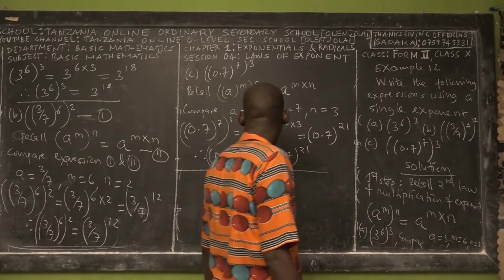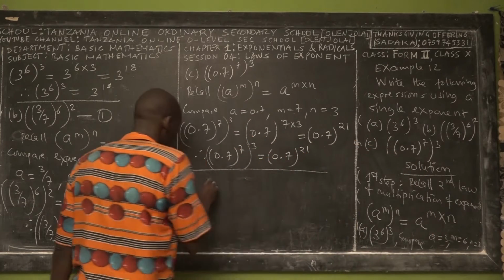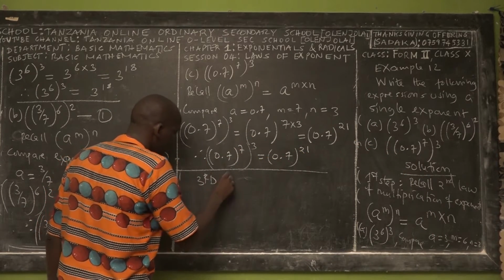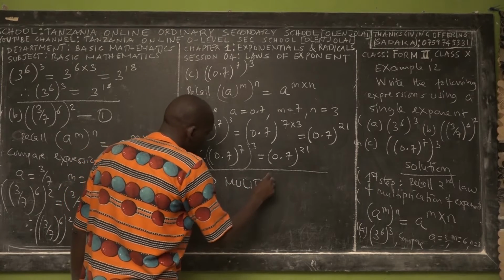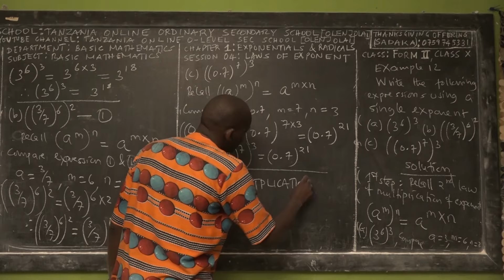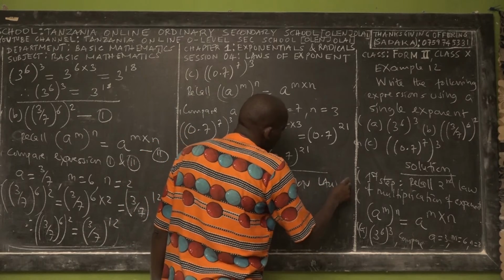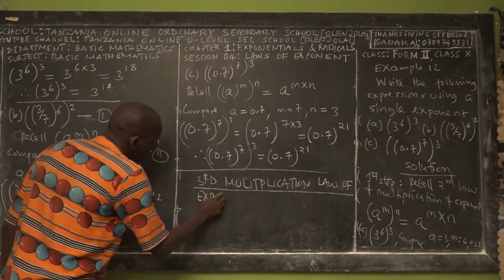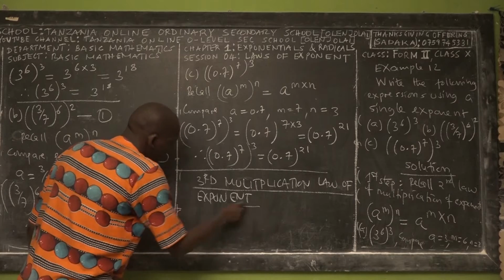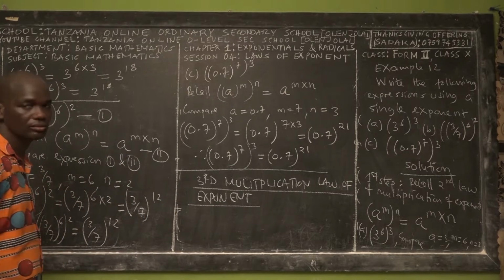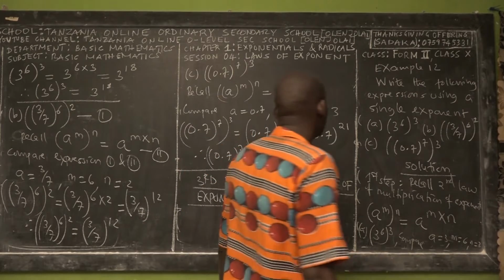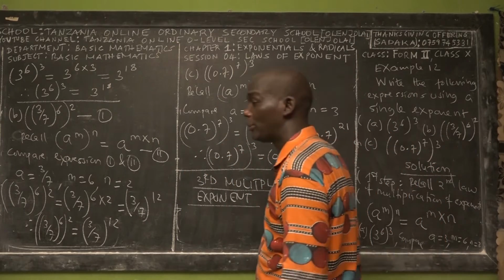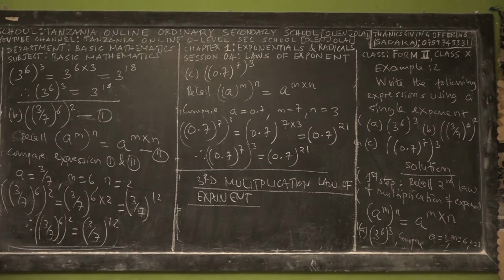So let me teach you the third multiplication law. That was the second. Thirdly, the multiplication law of exponent. With this, we are still dealing with multiplication. Right now, we want to deal with different bases but the same exponent.